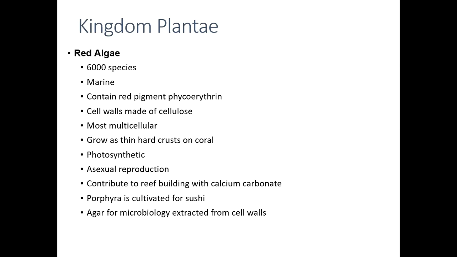Here's some more information about red algae. I talked about this a little bit. There are different types, about 6,000 species. They're marine, obviously living in the ocean. They have a red pigment, and phycoerythrin is going to produce the red color in red algae. The cell wall is made of cellulose, and they're multicellular. They reproduce asexually.